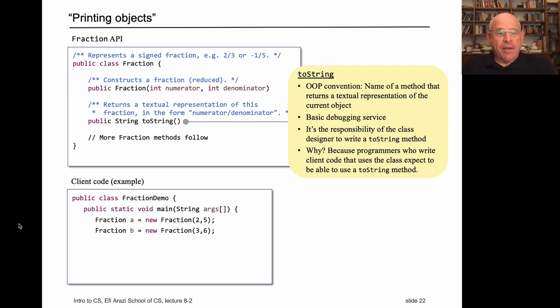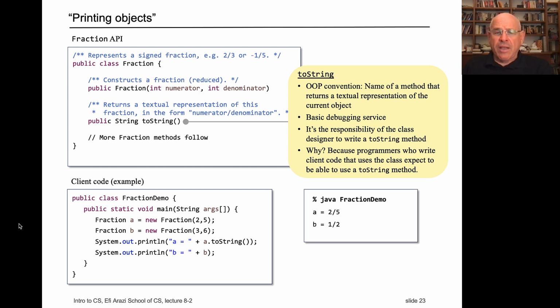So here's an example of how to use it. We define two fractions, a and b, and then we write two statements. We say a equals plus some string plus a dot toString. And then let's wait with the second statement and let's see what comes out. Well, the first statement generates a equals 2 over 5 because we called the toString method on the a object. And the a object contains or refers to the fraction 2/5. And indeed, we got 2 over 5, which is kind of nice.